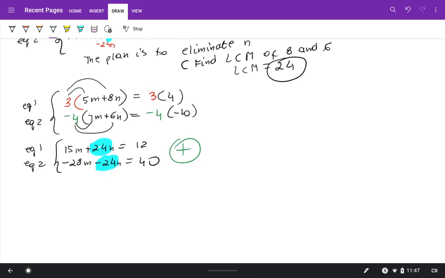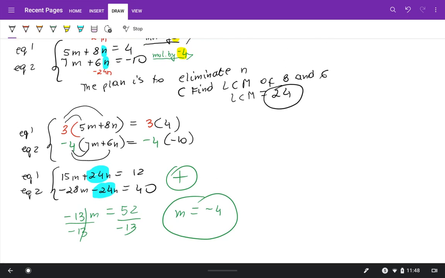We add them when you have those opposite coefficients. So we're adding the equations together. We end up with 15m minus 28m, that will give us negative 13m equal 52. Divide each side by negative 13, and we end up with m equal negative 4. And when we find m, we're going to use substitution.